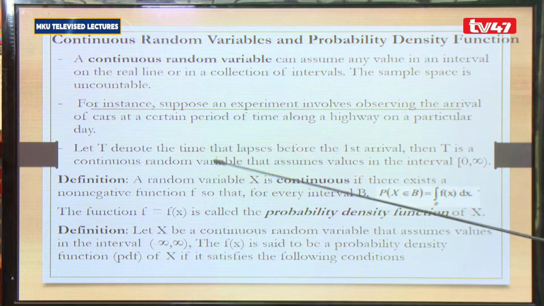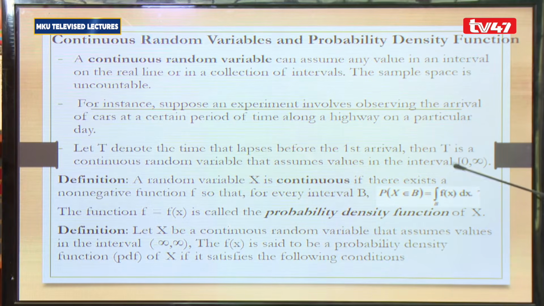Now let T denote the time that lapses before the first arrival. Then T is a continuous random variable that assumes values in the interval 0 to infinity. This expression just means that 0 is included, but infinity is not included. We don't want to include infinity because in this case, infinity is considered to be undefined. So we are saying T can take any value between 0 and any value that can be determined.